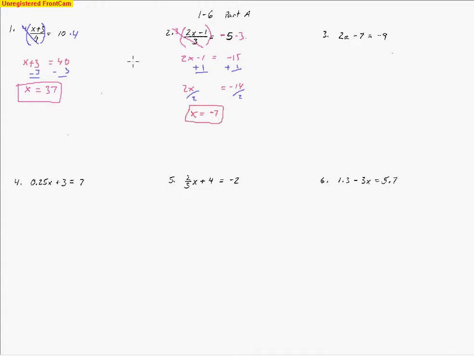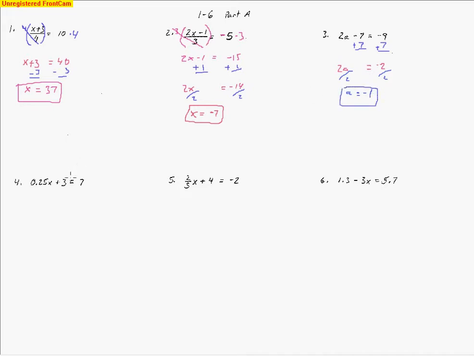Looking at the next problem, it says that 2a minus 7 equals negative 9. So I'm going to end up adding 7 to both sides. Now when they're opposite signs, it means I need to subtract. And so I'm left still with that 2a, but now it equals negative 2. So from this point, I divide by 2, and I get my answer: a equals negative 1.